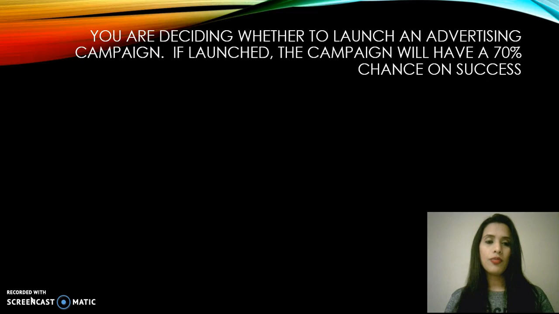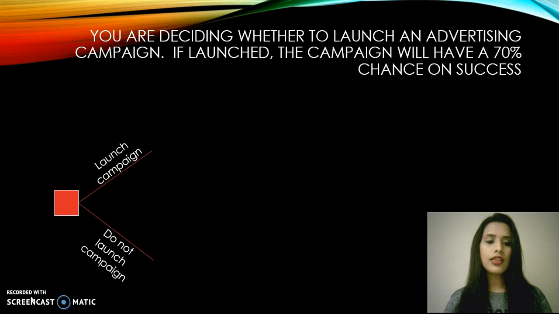The next example, you are deciding whether to launch an advertising campaign. If launched, the campaign will have a 70% chance of being successful. So again, you've got to begin by drawing a square to indicate that you've got to make a decision. So we're going to draw a square, and the first choice would be to launch a campaign. The second choice would be not to launch a campaign.